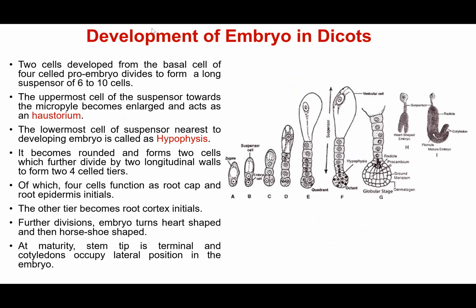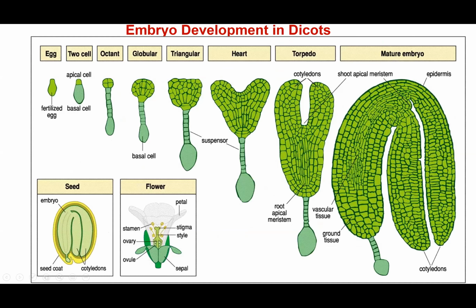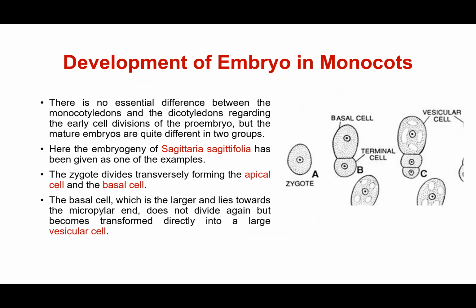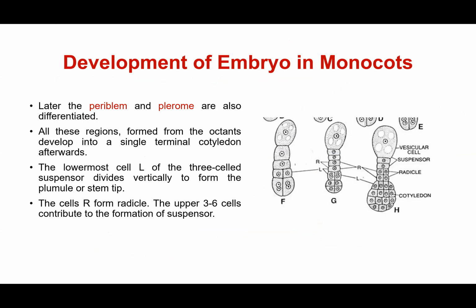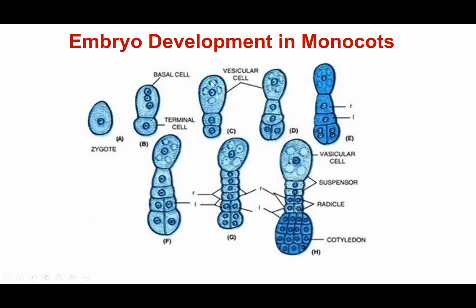Okay, so you have to be clear with embryo development in dicots. In monocots, you can just do a comparative analysis and show what the differences are. The basal cell does not divide, it directly transforms into the vesicular cell, and here the root tip and shoot tip are forming from these R and L cells. So that is the main difference between these two.